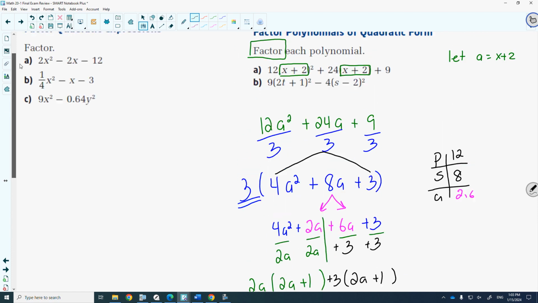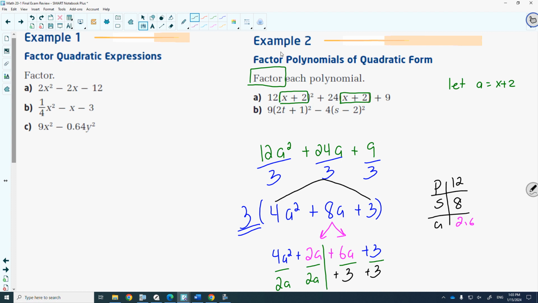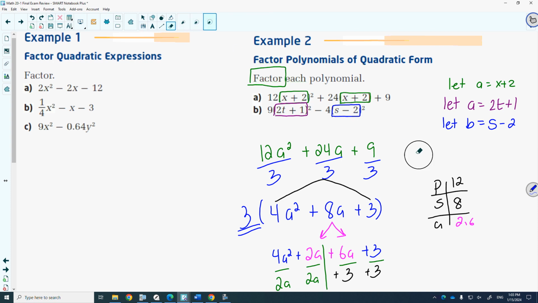Maybe you won't see the brackets are the same. Maybe the brackets will be different. So don't panic if they're different. Just take that first bracket and we'll call that one A. Then take the second bracket and we'll call that B. Rewrite it with your A's and your B's, and then you should recognize what type of factoring it's going to be.